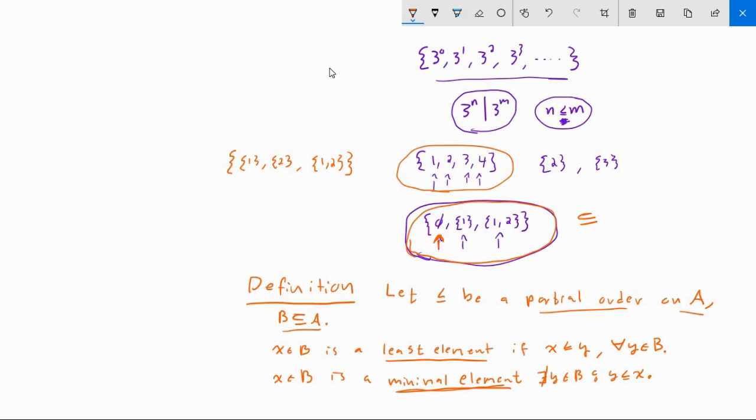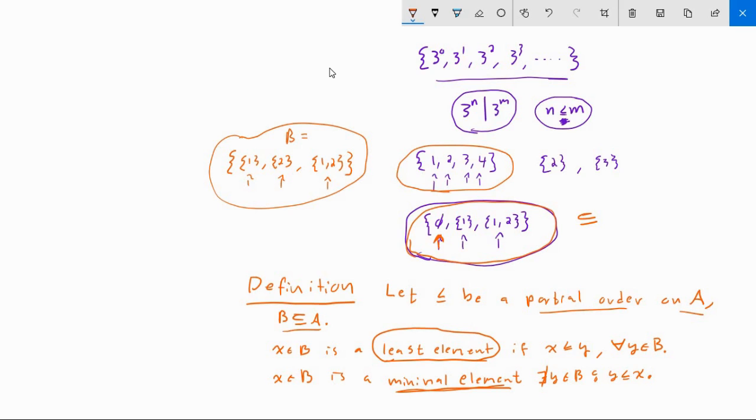However, if we were to instead consider the set containing 1, the set containing 2, and the set containing 1 and 2, notice that both the set containing 1 and the set containing 2 are minimal elements. There's no element which is less than these in the subset relation. That is, there are no other sets that are subsets of this in the set that we're focusing on. This is our B. So we actually have two minimal elements. So minimal elements don't have to be unique, but the least elements do have to be unique.